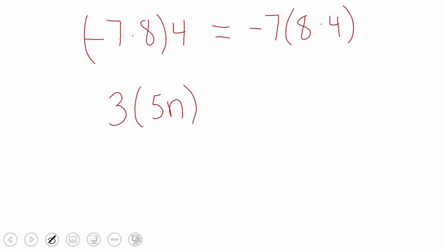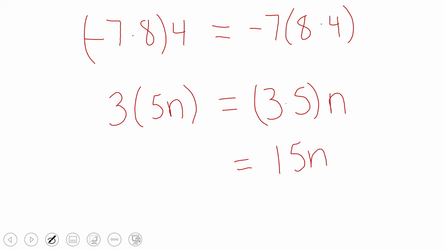in association with, we could say 3 times 5, also multiplied by n, which would be simplified actually to 15n.